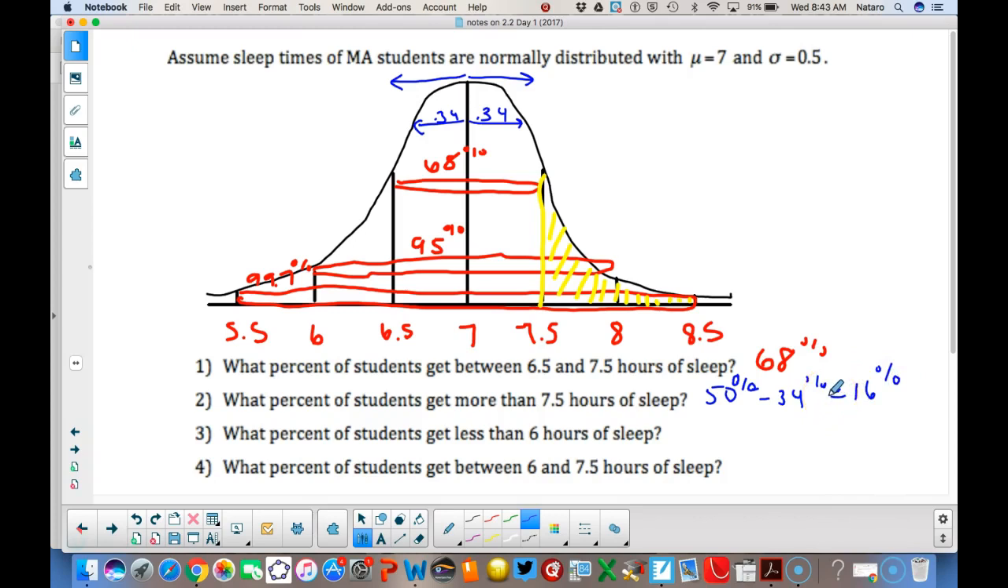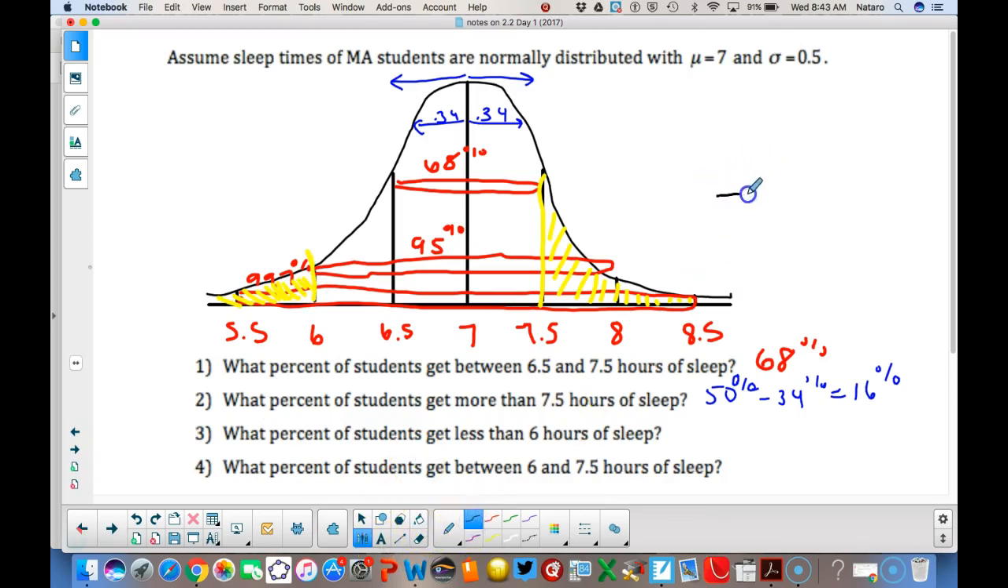All right, what percent of students get less than 6 hours of sleep? Once again, I invite you to pause the video and see if you can think about what percent of the students get less than 6 hours of sleep. That would be this part right in here.